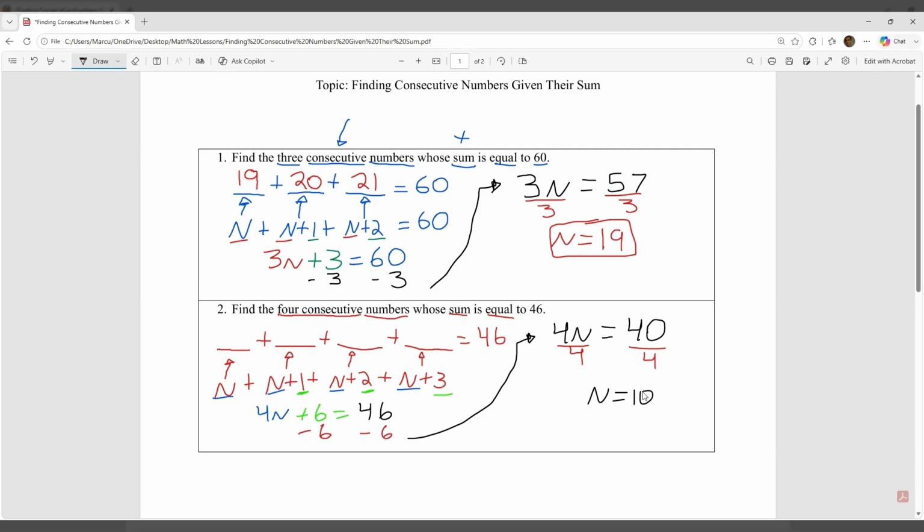n equals 10. Once you know your first number, you can just go ahead and plug it in. So 10 plus 1 makes 11, plus 1, 12, plus 1, 13. And if you add 10 plus 11 plus 12 plus 13, that's going to give you 46.